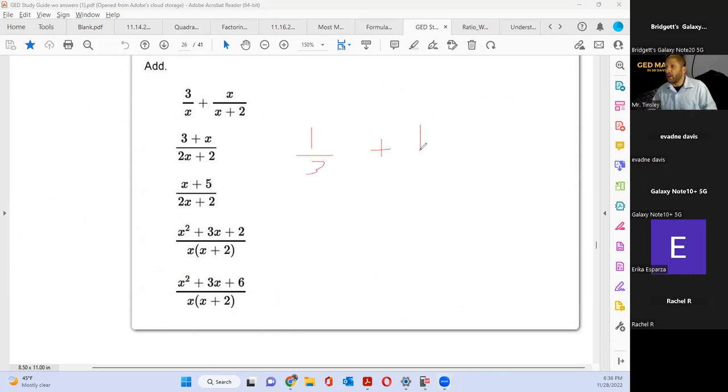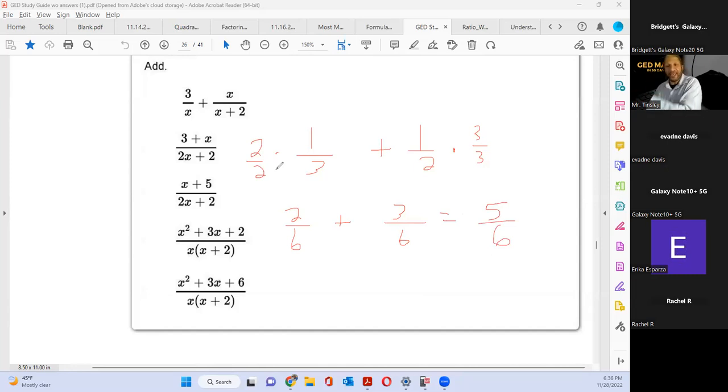1/3 plus 1/2. Okay, they have different denominators. The common denominator is 6. So I'm going to multiply the first one by 2/2 because that's the denominator of my other expression. I'm going to multiply the second expression by 3/3 because that's the denominator over here. So 2 times 1 is 2, 2 times 3 is 6, 1 times 3 is 3, 2 times 3 is 6. They now have a common denominator. 2 plus 3 is 5/6.